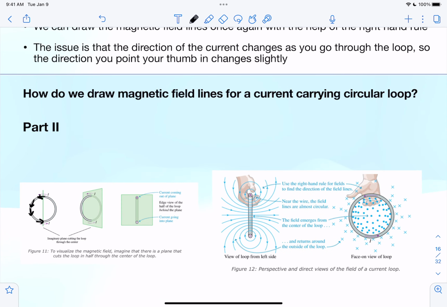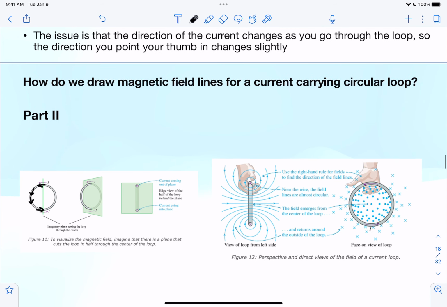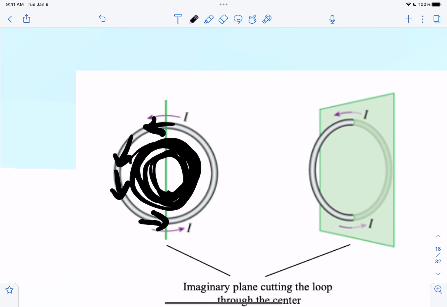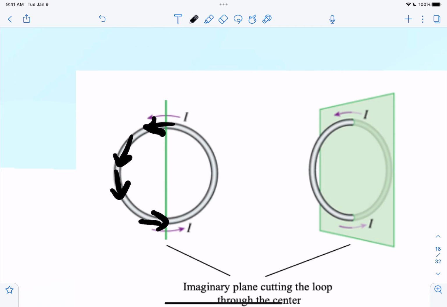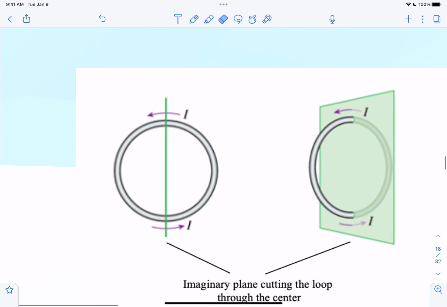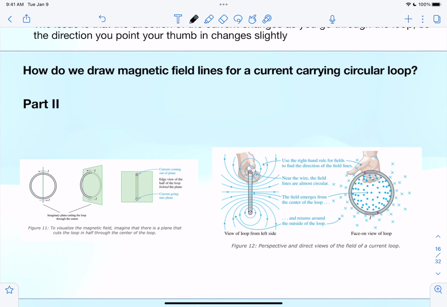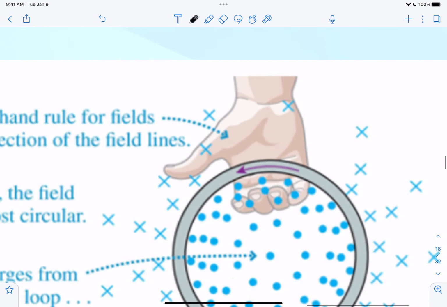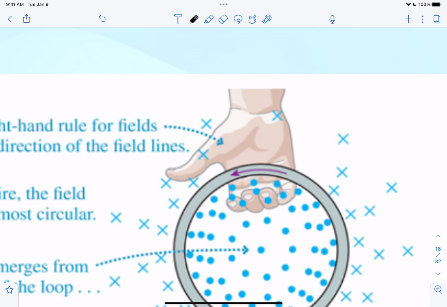You have to reorient your hand to figure out whether the inside of the loop, within this inner loop here, is pointing into the page or out of the page, and then whether the outside parts here are pointing into or out of the page. So you just have to reorient your hand and curl your fingers around in different directions to be able to figure out the magnetic field direction, right?